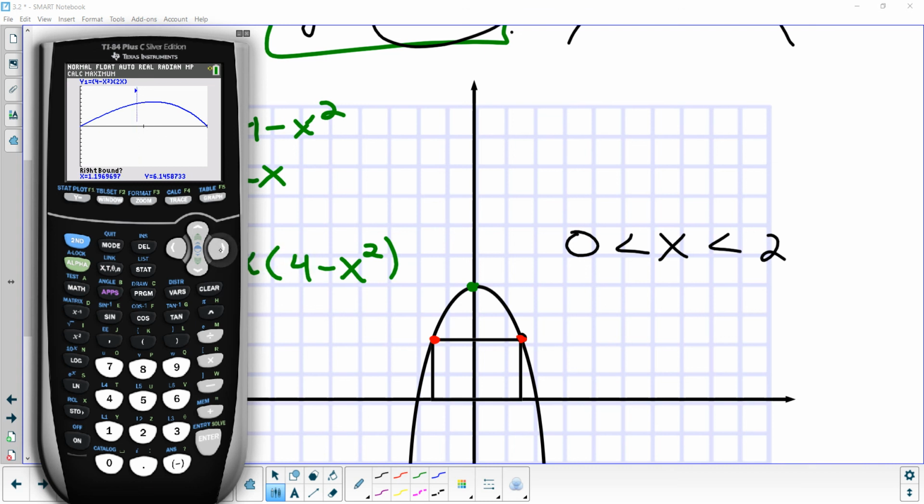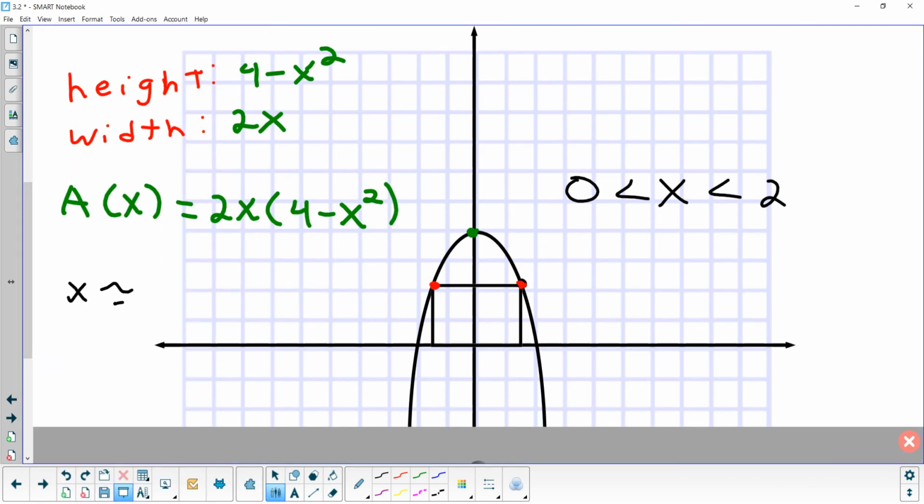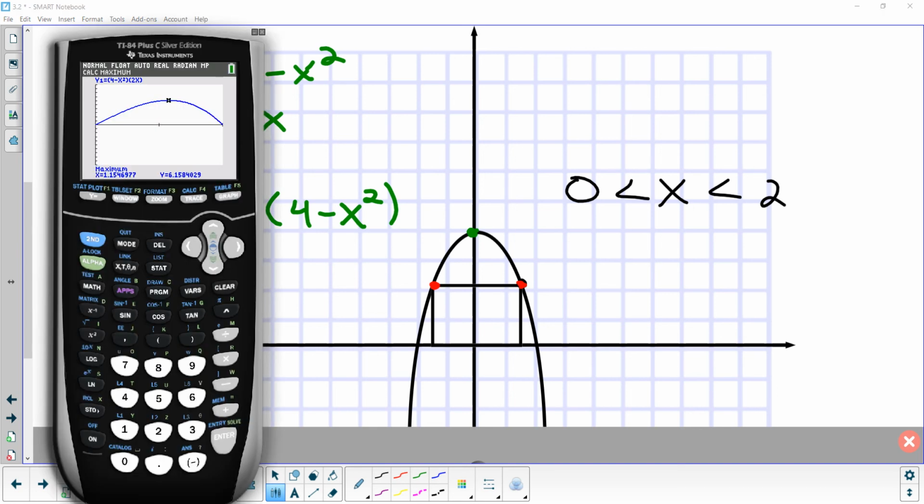Let's go to the right. I think we're good. Do our guess. And it says the maximum is when x is 1.15. So x is about 1.15. Let's plug that in and see what it gives us for a height and for a width.